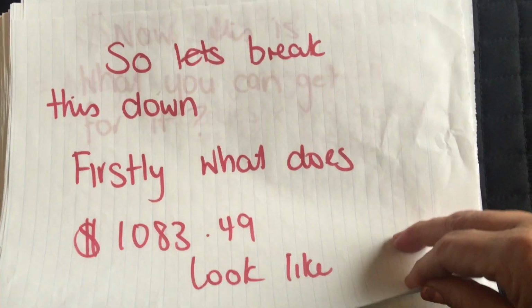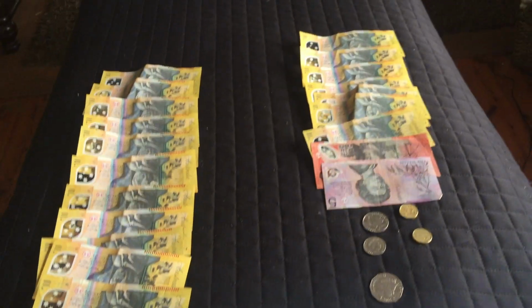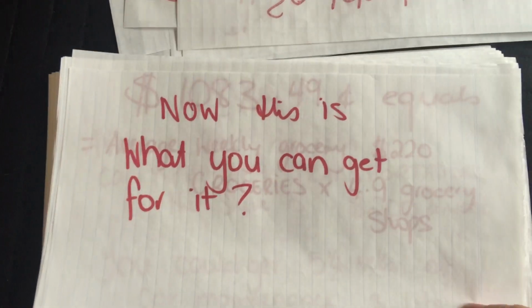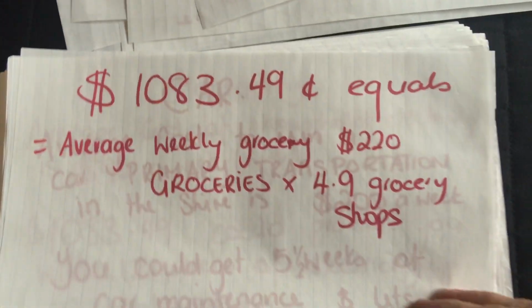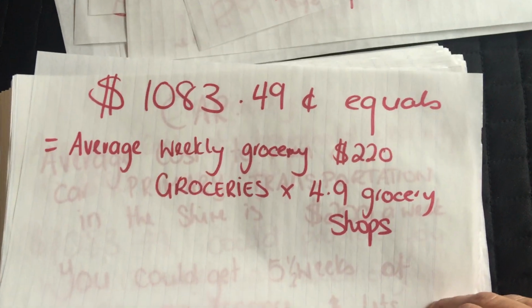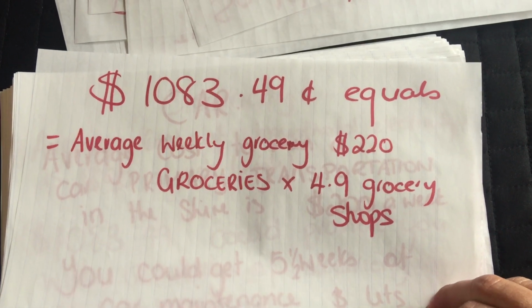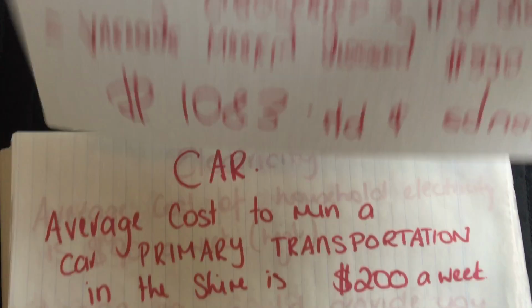So let's break this down. Firstly, what does $1,083.49 look like? I've just shown you. Now, this is what you can get for it. The average weekly groceries is $220, so that'll buy you about 5 weeks of grocery shopping.